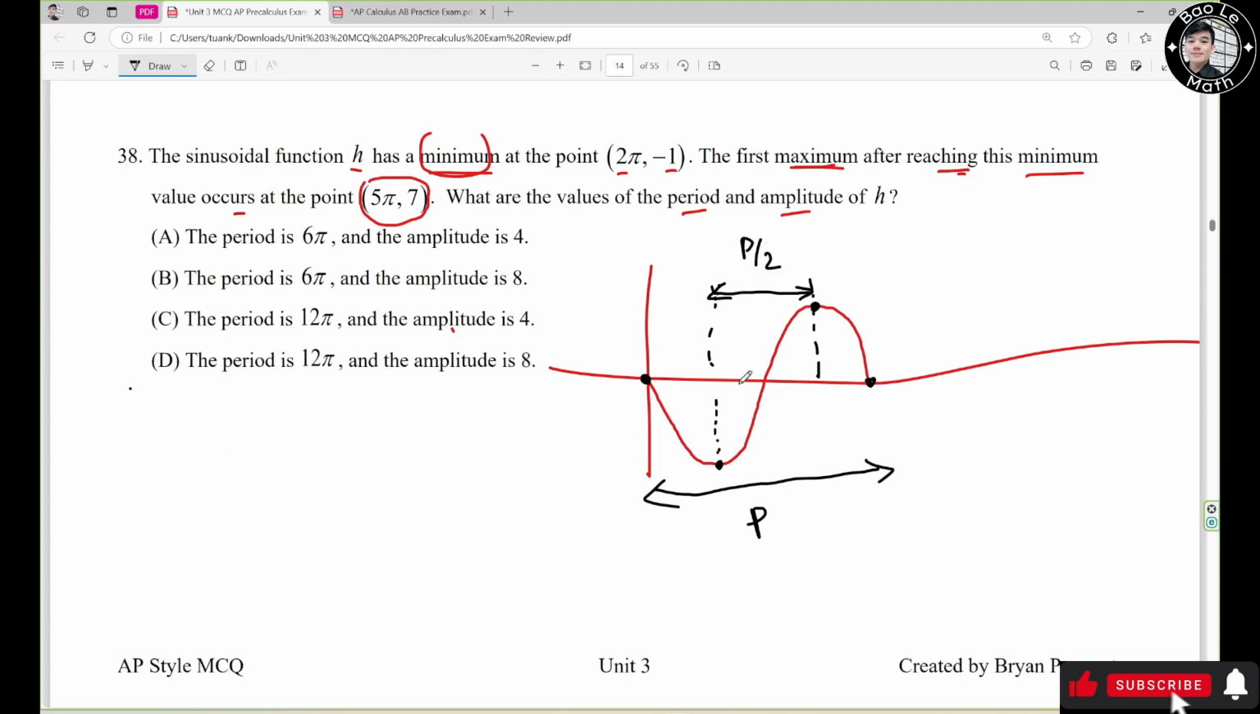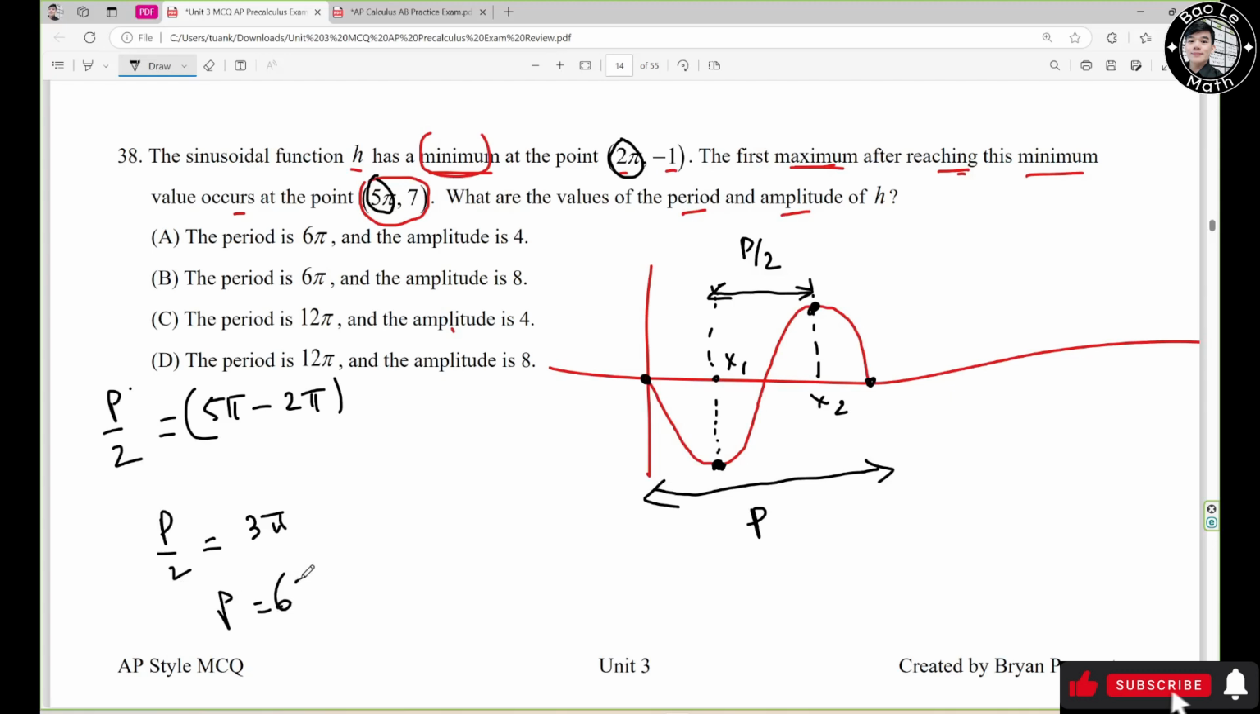Now, in order to find the period, we need to look at the s value of the coordinate points of the maximum and minimum. This is the first s, s1, this is s2. The minimum right here, s should be 2π. The maximum s equals 5π. S2 subtract S1, so you have 5π subtract 2π. This one is half of the period. So P equals 6π. Now you need to eliminate C and D.